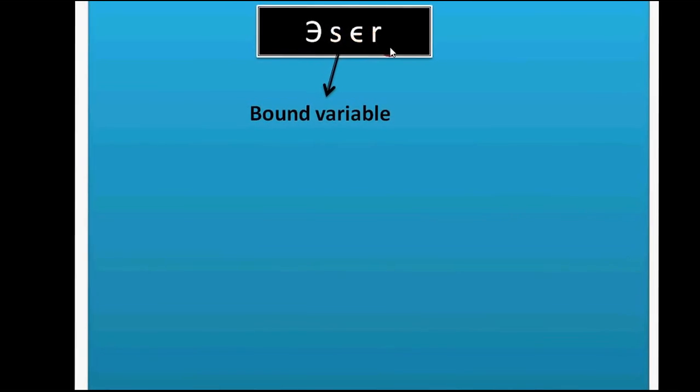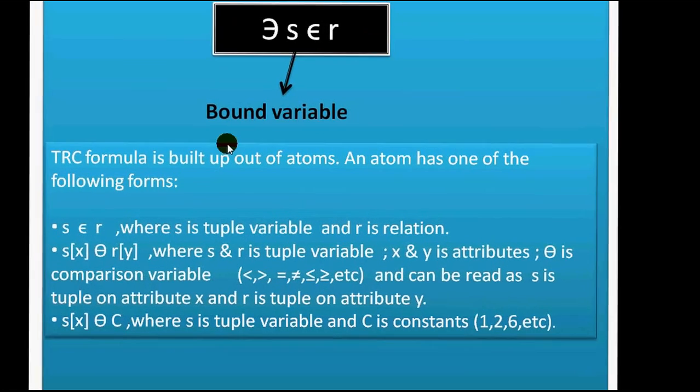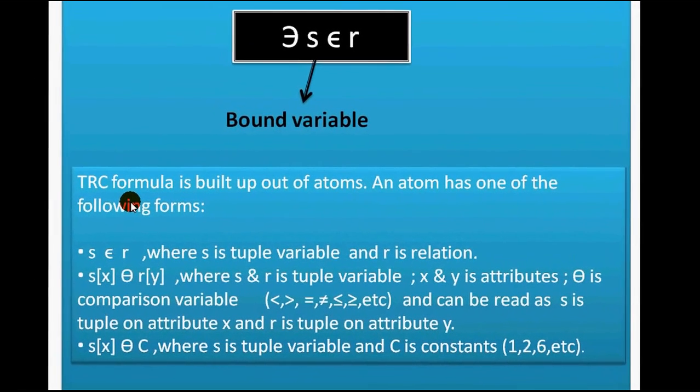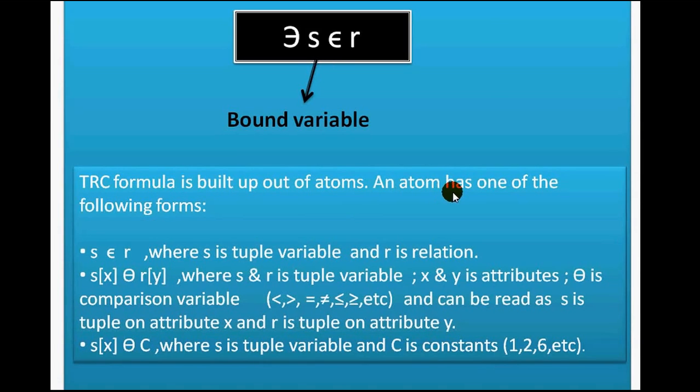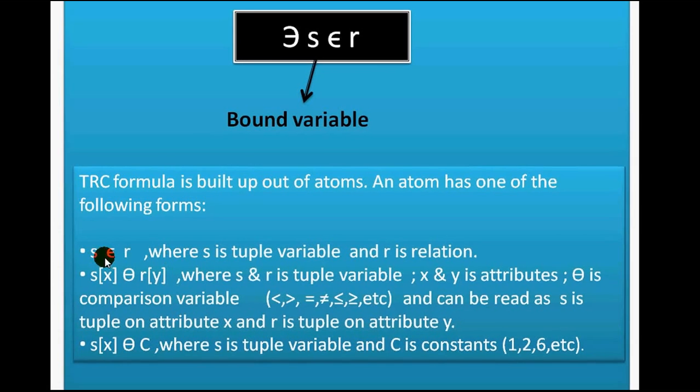Also, a tuple relational calculus formula is built up out of atoms. By using these atoms we can build tuple relational calculus formulas. Okay, what is an atom? An atom has one of the following three forms. The first is s belongs to r, where s is a tuple variable and r is a relation. It is a normal form.